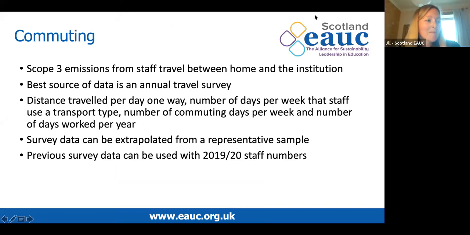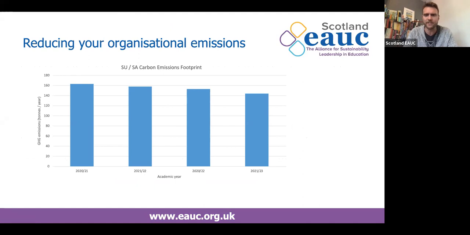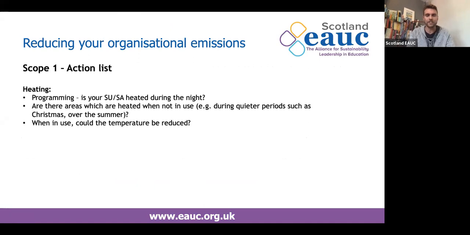Here we go. So looking at ways to reduce them, this is a hypothetical situation, but I think at Stirling, when we mapped these out, it was about 135 tons a year. So seeing how it reduces over time would be interesting. So just going through the scopes that Joe mentioned.